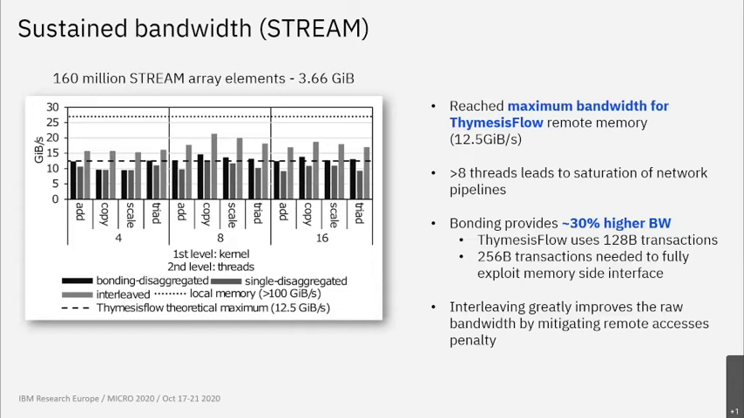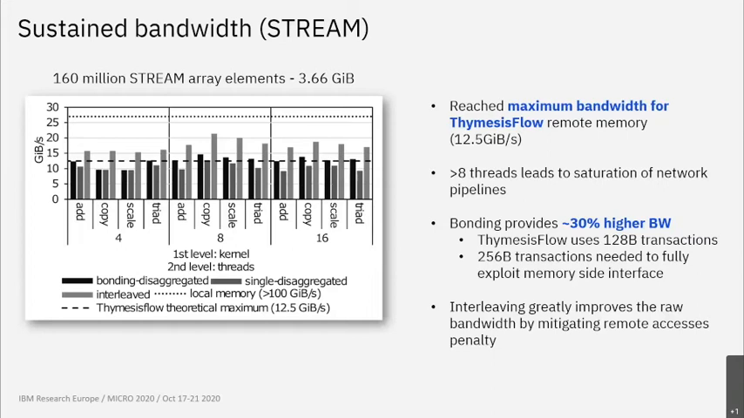Interesting to see is that bonding is providing around 30% higher bandwidth, not twice the bandwidth as one would expect. This is because of the type of OpenCAPI transactions that we use, which is 128 byte transactions. We should switch to 256 byte transactions to fully exploit the link between the off-chip peripheral and the Power 9 bus. But this is not possible because the CPU only emits 128 byte transactions.